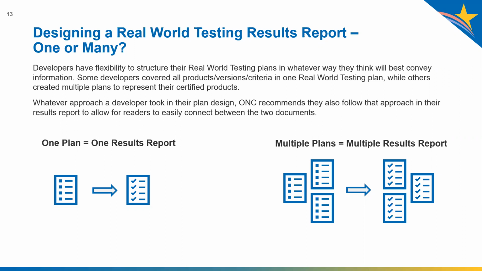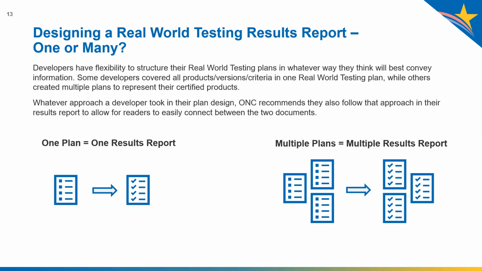Whatever approach you took as a developer when you designed your plan, ONC recommends that you take that same approach for your results report. And the reason for that is so that it's easy to look and compare the two documents and reconcile both documents, okay? It just makes for an easier flow of the information and to report out on what it is that you did in your real world testing activities. So this is our recommendation.